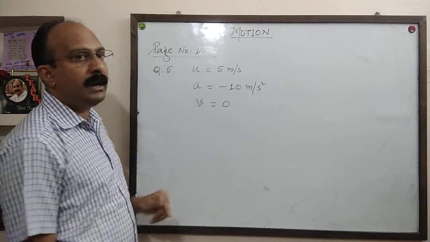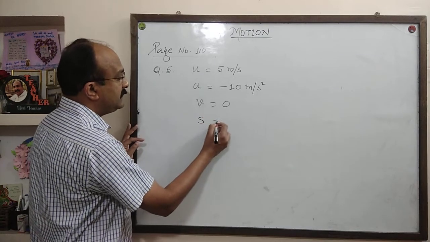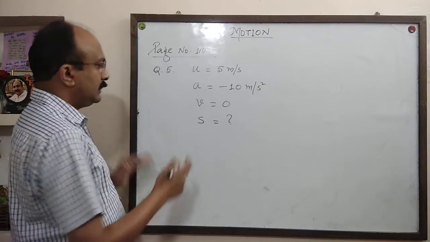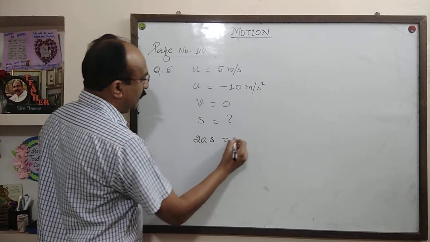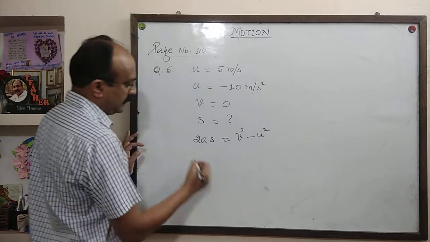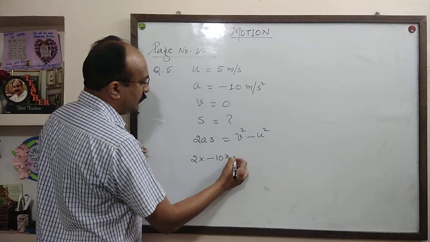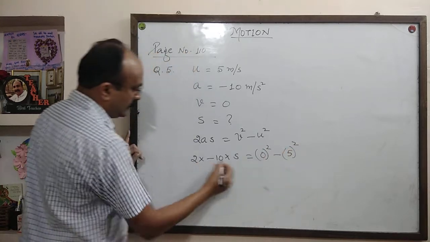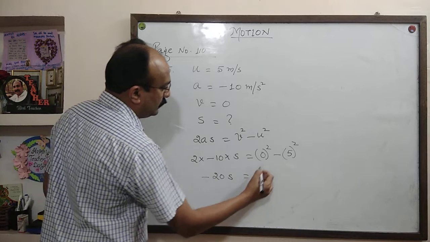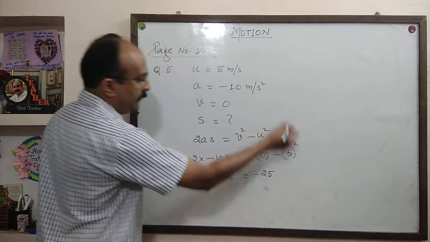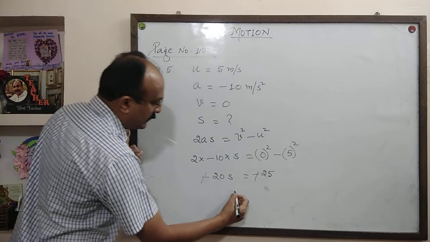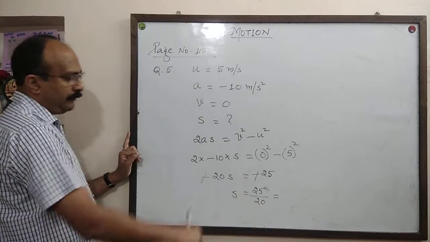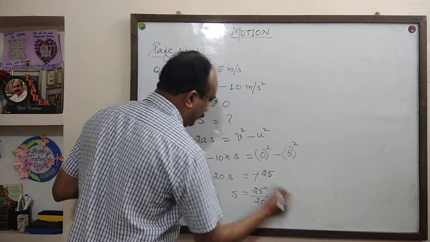So u, a, v, and what is asked? Find the height attained. Height means S. u, a, v, s. Which equation connects these? The third equation of motion. Using the third equation of motion, 2aS is equal to v square minus u square. 2 into minus 10 into S is equal to 0 square minus 5 square. Minus 20S is equal to minus 25. 5 square is 25. Minus got cancelled. S is equal to 25 upon 20, is equal to 5 upon 4, is equal to 1.25.